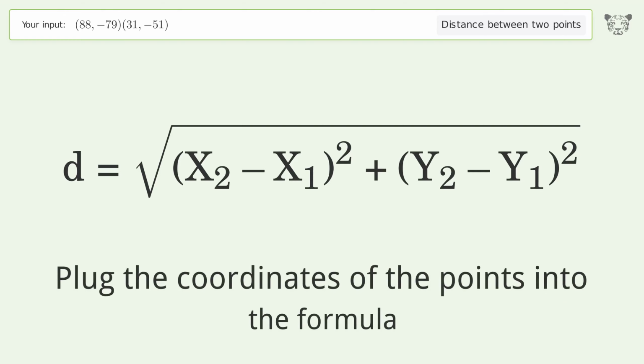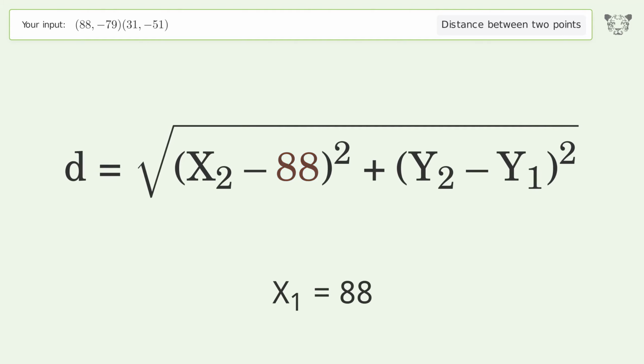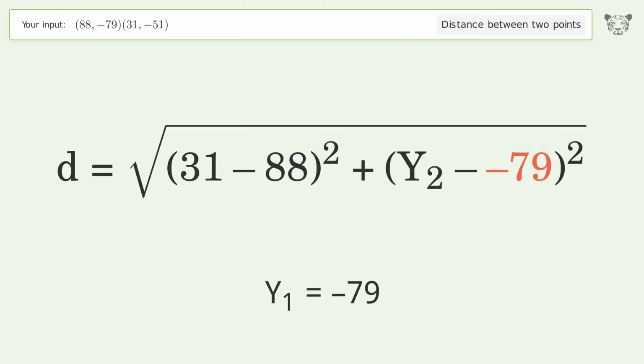Plug the coordinates of the points into the formula. x1 equals 88. x2 equals 31. y1 equals -79. y2 equals -51.